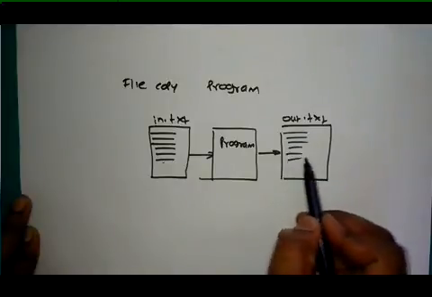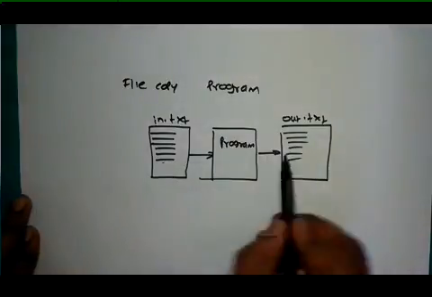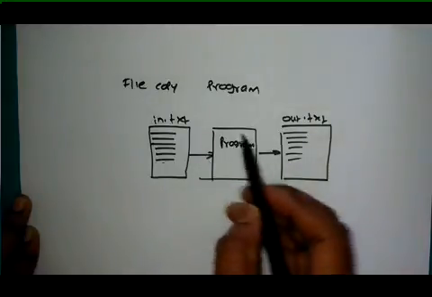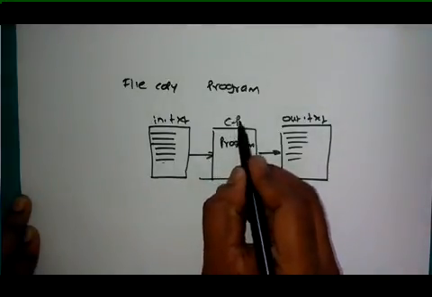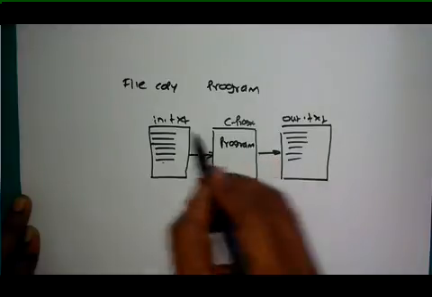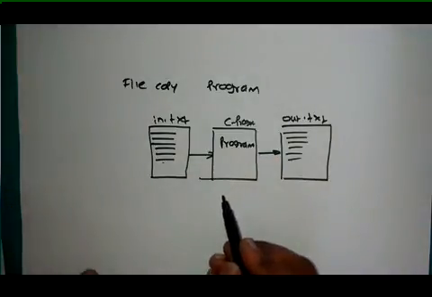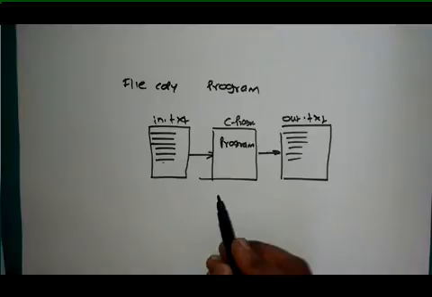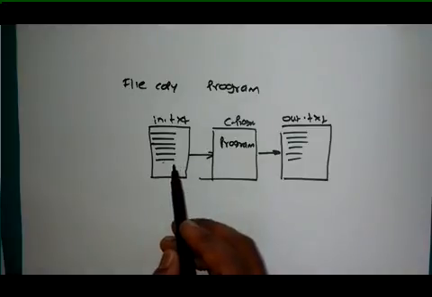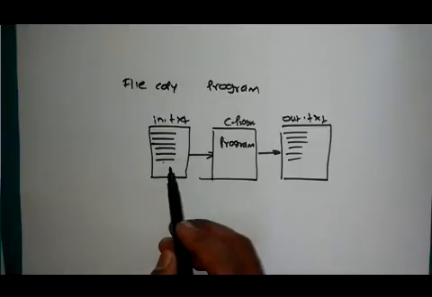Now what will be the layout of this particular program? The first thing which I should remember is I have to create two pointers, one to hold in.txt and the other to hold out.txt. Assume that I have a pointer called IP to point to in.txt and a pointer called OP to point to out.txt.